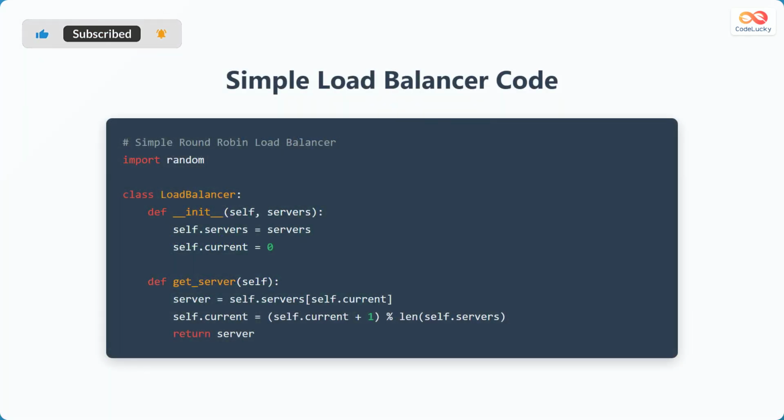Now, let's take a look at a simple round-robin load balancer code example. We'll start with importing the random module. Then define the load balancer class with the init method that takes servers as an argument. Then, the getServer method is defined that returns a server. The code implements a basic load balancer that rotates through a list of servers.